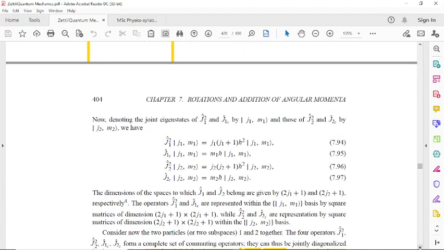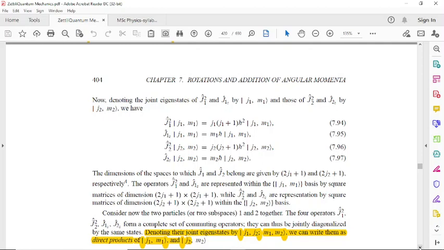Now denoting the joint eigenstates of J1 square and J1z by ket J1 M1, this is the joint eigenstate. Ket J1 M1 is the joint eigenstate of J1 square and J1z, and ket J2 M2 is the joint eigenstate of J2 square and J2z. So J1 square ket J1 M1 equal to eigenvalue J1 into J1 plus 1 ħ square ket J1 M1.